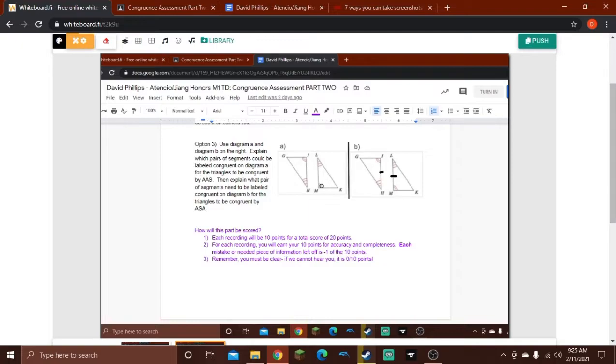Now, if I label... I need to... my brain is broken now. Because I need to figure out what that says. I'm slightly dyslexic and... this is hurting my mind. Okay. I have to explain which of these segments could be labeled so that I have angle, angle, side. Now, I know the answer to this. Boom. Boom.